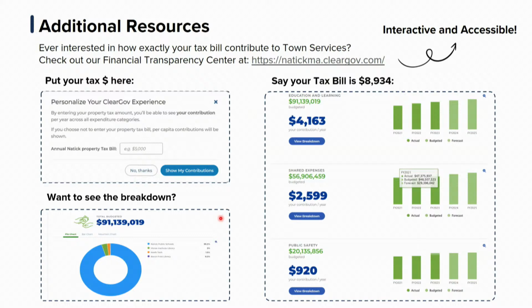Education and learning, shared expenses and public safety, just a couple of items there, but it breaks down those particular budget items in case you're interested as to where your final dollars actually end up.